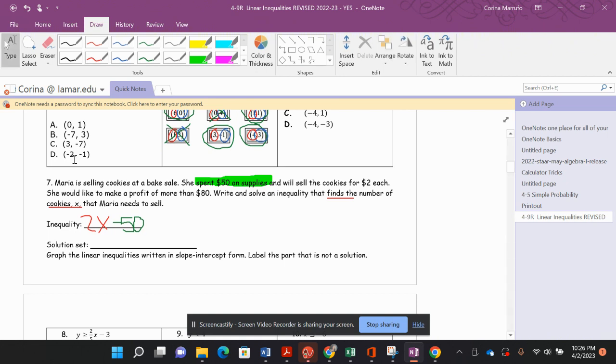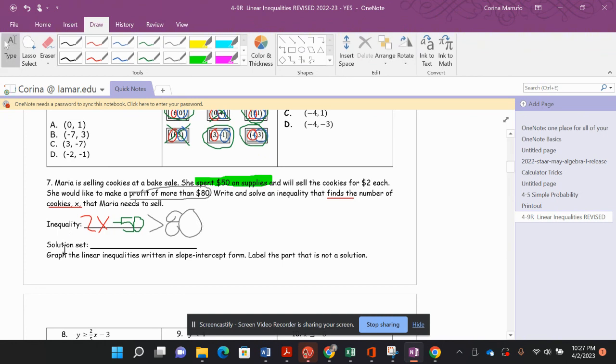And then it says that she wants to make a profit. So here, that means that she wants to make more than $80, a profit of more than $80. So since it's more than, we're going to use a greater than. And it doesn't say she wants $80. It says she wants more than. So we can't have equal to. So greater than 80. Sorry, it's kind of hard to write on here.